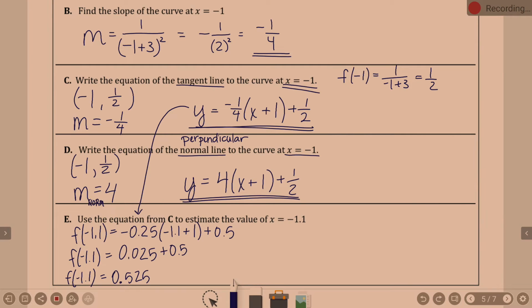So if we think about the graph here, just hang with me for a moment. Okay. There's my x and y axis. The original problem was what? 1 over x plus 3? Do you guys remember what the graph of 1 over x is? It's the reciprocal, it's called the reciprocal graph.